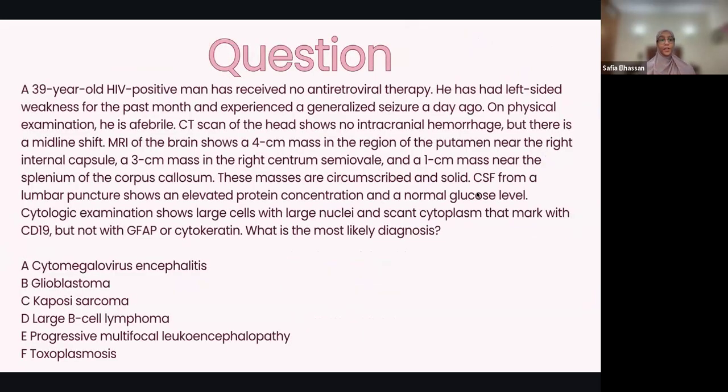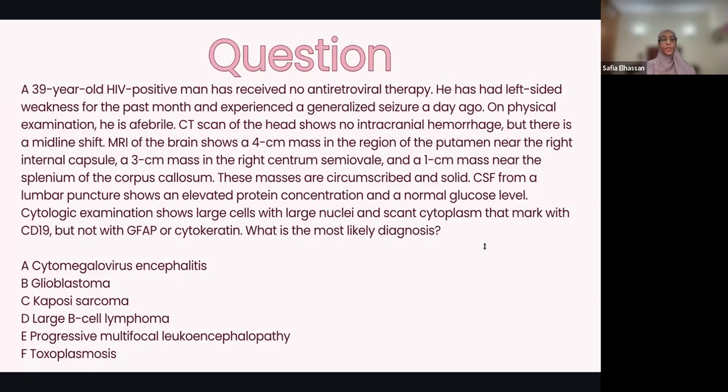Okay, a 39-year-old HIV positive man has received no antiretroviral therapy. He has had left-sided weakness for the past month and experienced a generalized seizure a day ago. On physical examination, he is afebrile. CT scan of the head shows no intracranial hemorrhage, but there is a midline shift. MRI of the brain shows a 4-centimeter mass in the region of the putamen near the right internal capsule, a 3-centimeter mass in the right centrum semiovale, and a 1-centimeter mass near the splenium of the corpus callosum. These masses are circumscribed and solid.